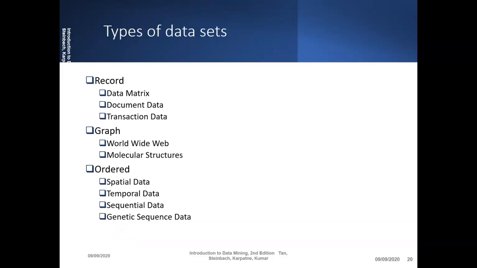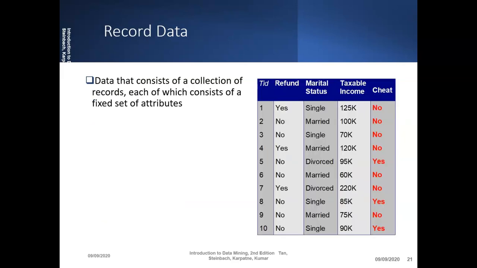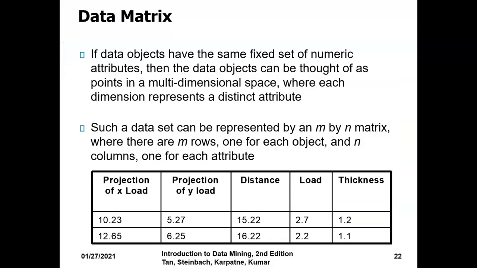And then we have types of data sets, like record. It could be a data matrix, count data, transaction data, or a graph like the World Wide Web or molecular structure. And then we have ordered ones like spatial data, temporal data, sequential data, and genetic sequence data. This is a simple record, where you can see how attributes and objects are fixed in the shape of a table. Then if you have a data matrix, the data is in the shape of rows and columns.